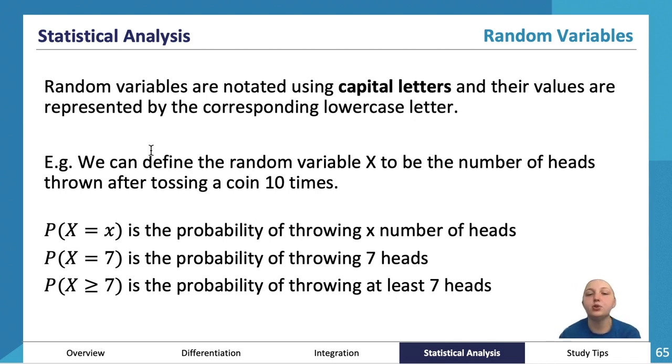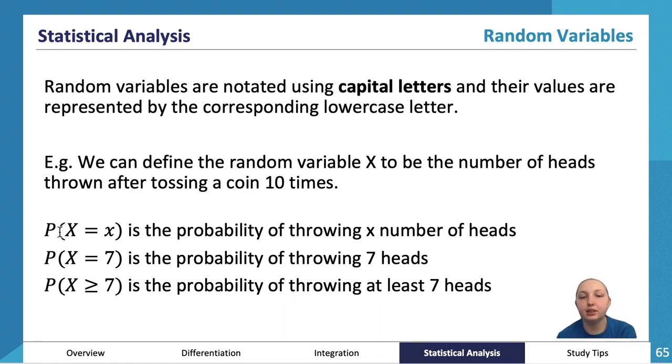So for example, we can define the random variable big X, so capital X, to be the number of heads thrown after tossing a coin 10 times. The probability of the random variable X equals little x, or lowercase x, is the probability of throwing lowercase x number of heads. So the probability that we throw heads 7 times is the probability of throwing 7 heads. The probability of heads being greater than or equal to 7 is the probability of throwing at least 7 heads. That's really all there is to it.